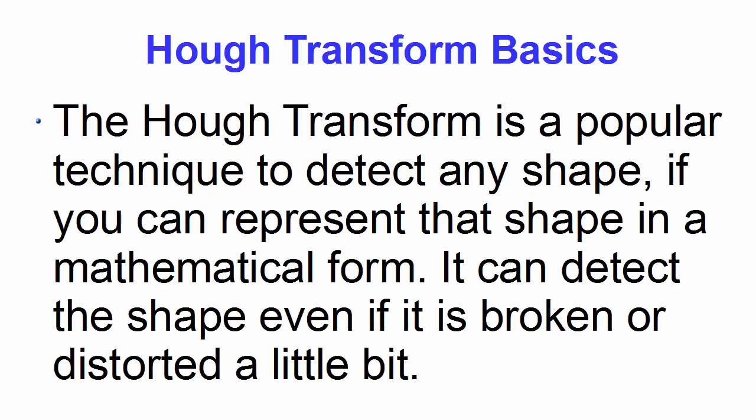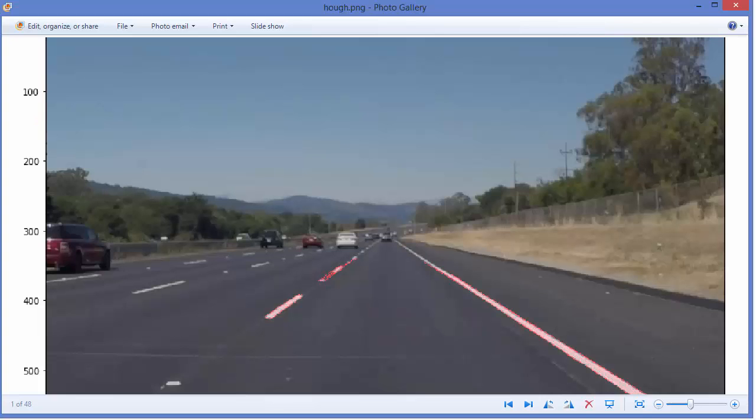In this video, we will understand the concept behind Hough transform. So first of all, what is Hough transform? Hough transform is a popular technique to detect any shape if you can represent that shape in a mathematical form. Hough transform can detect the shape even if it is broken or distorted a little bit. Now this explanation might seem a little bit confusing, so let me explain it with an example.